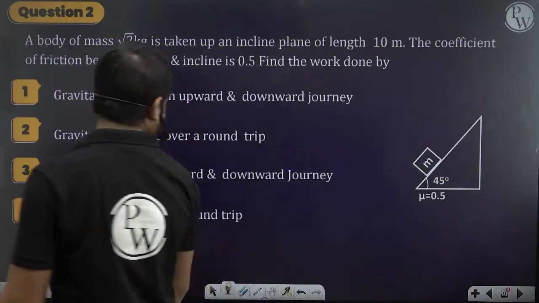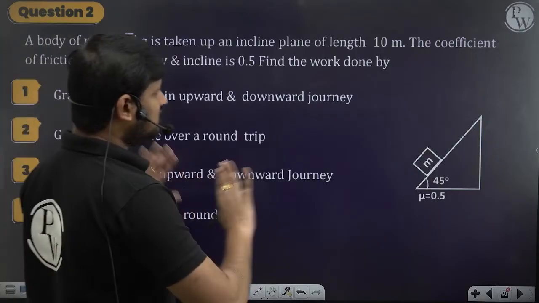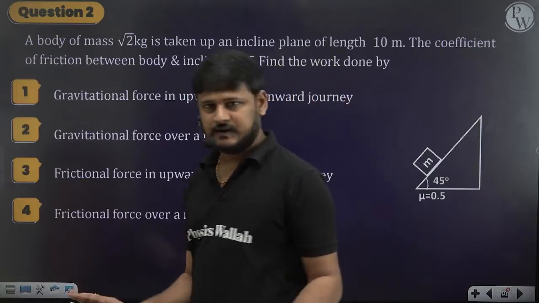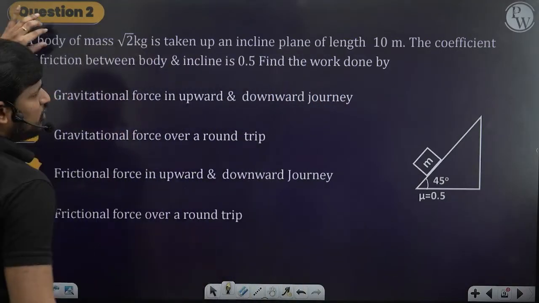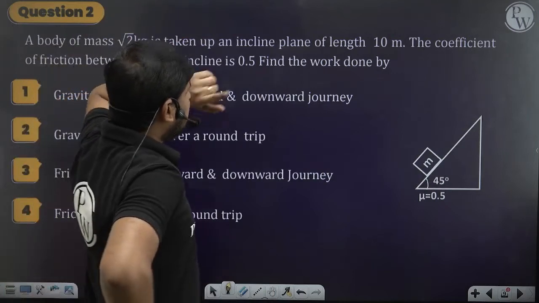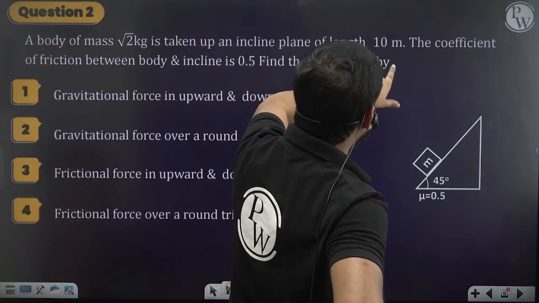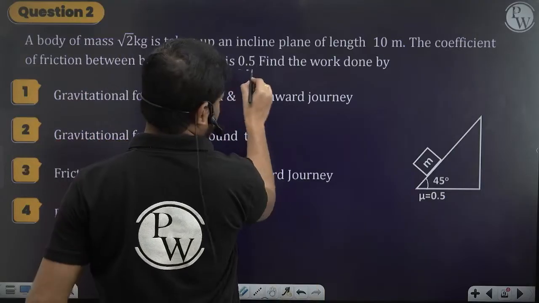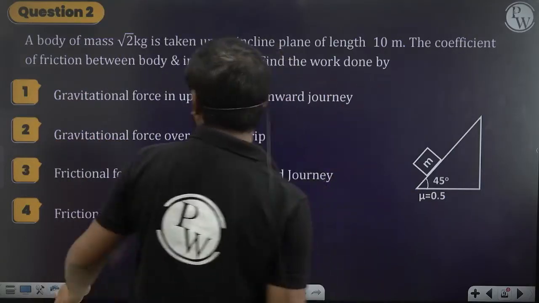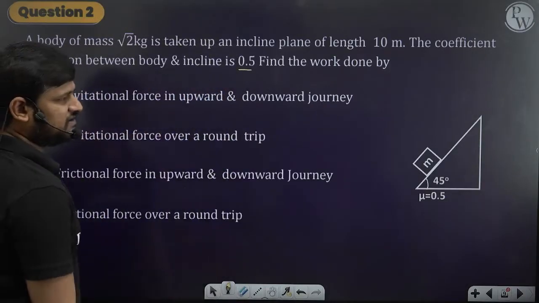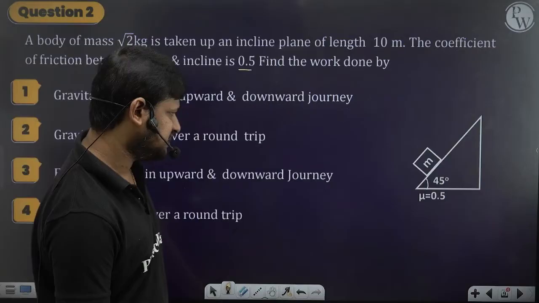So chalo, let's solve this question so that all the doubts related to conservative and non-conservative forces will be cleared. Okay, chalo. A body of mass √2 kg is taken up an inclined plane of length 10 meters. The coefficient of friction between body and inclined plane is 0.5. Find the work done by the gravitational force in upward and downward journey.